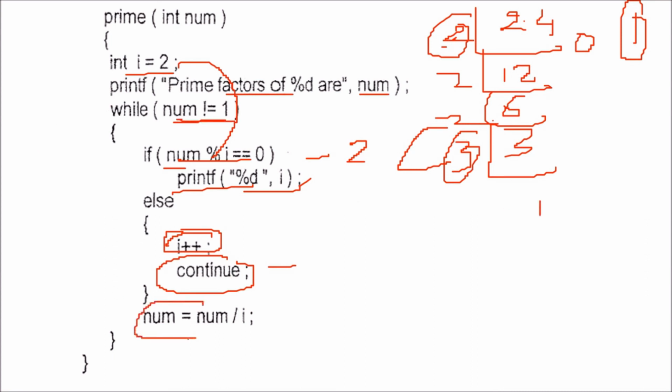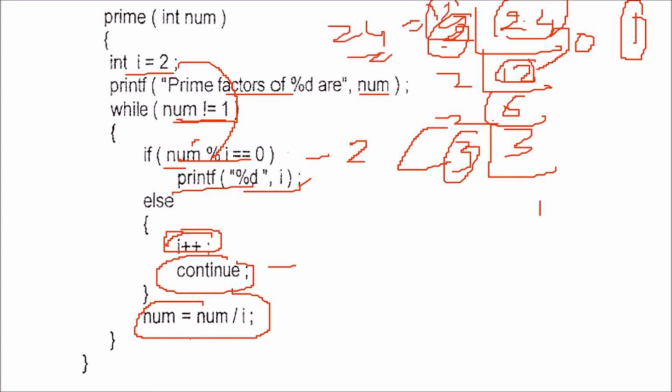And every time we have to give this number as num equal to num by I. See, this 24 is num. Next time it will be num equal to num by I. So we divide 24 by 2, we get 12. So next time we will do it for 12, not for 24. Next time again we go for 6, not for 12. This is how the logic goes.